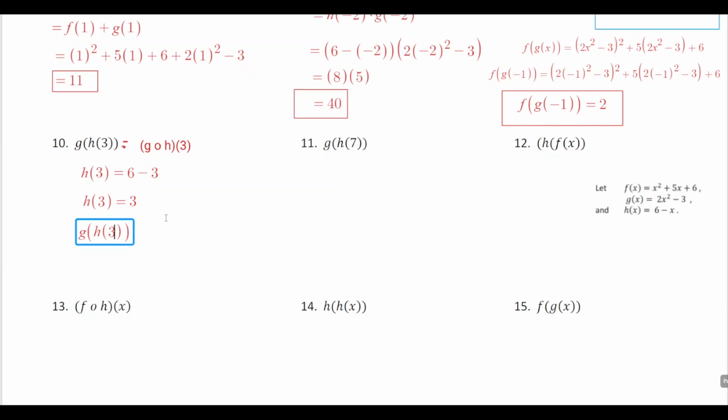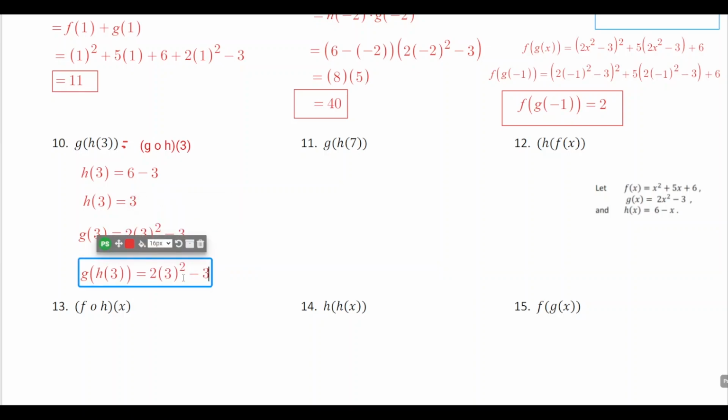So g of 3 will be what we get when we plug in 3 into the g function, which is 2 times 3 squared minus 3. So we can say that g of h of 3 is going to equal, let's see what this is actually going to come out to. 3 squared is 9, 2 times 9 is 18, and 18 minus 3 is 15. So g of h of 3 is 15.